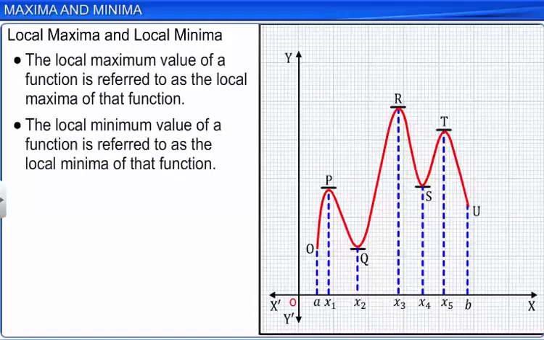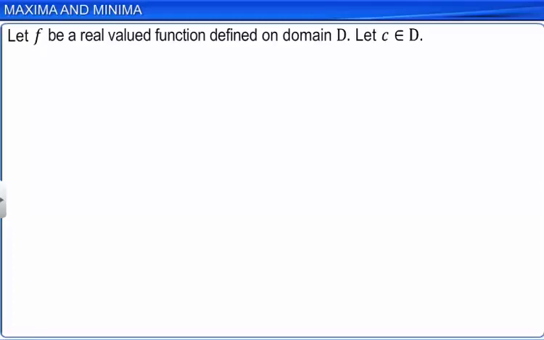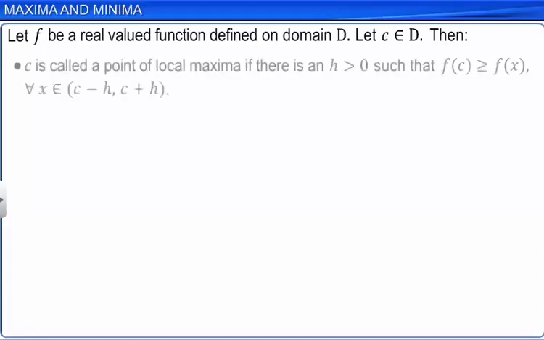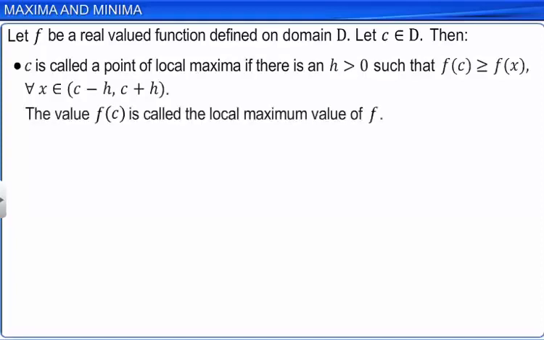Let f be a real valued function and let c be any point in the domain D of f. Then, c is called a point of local maxima if there is an h greater than 0, such that f at c is greater than or equal to f at x for all x in open interval (c minus h, c plus h). The value f of c is called the local maximum value of f.